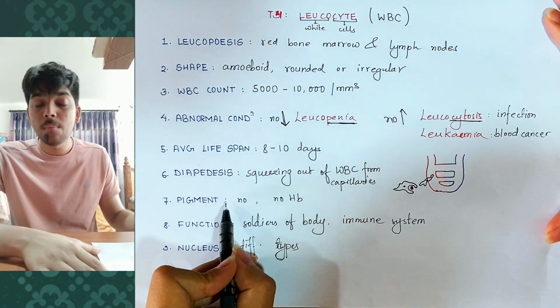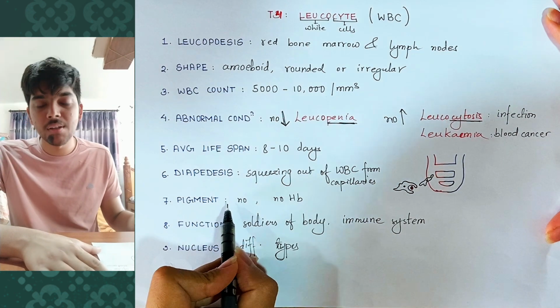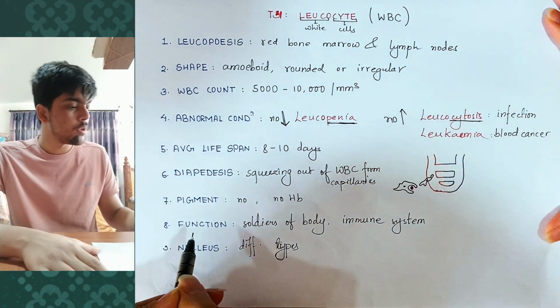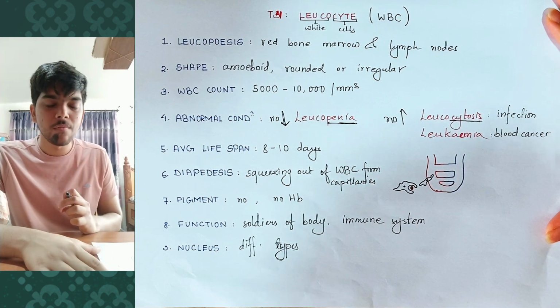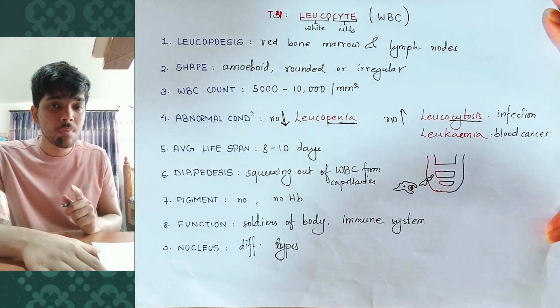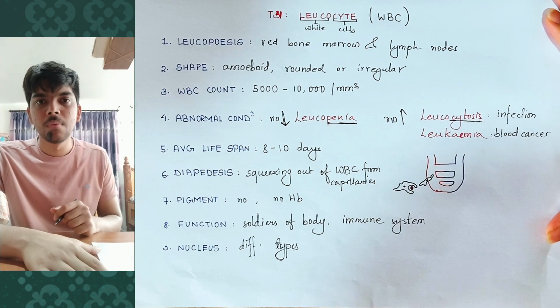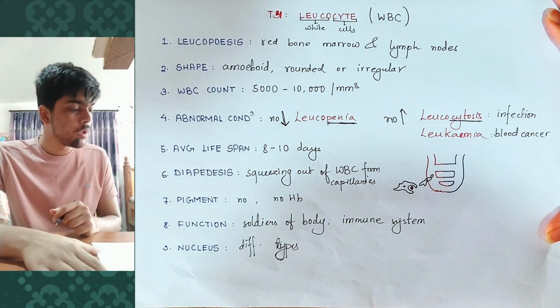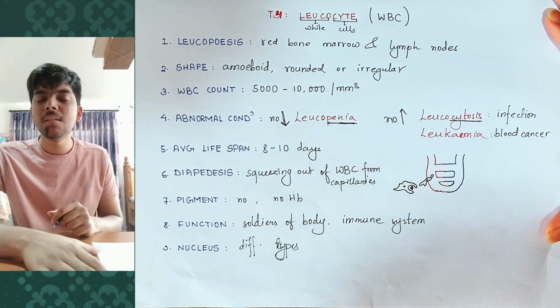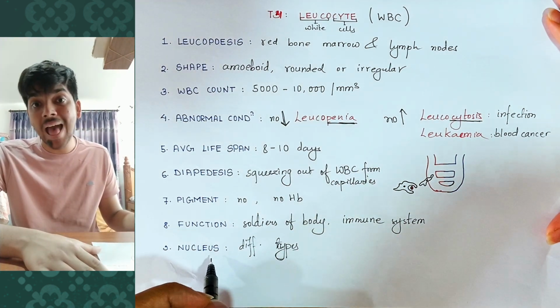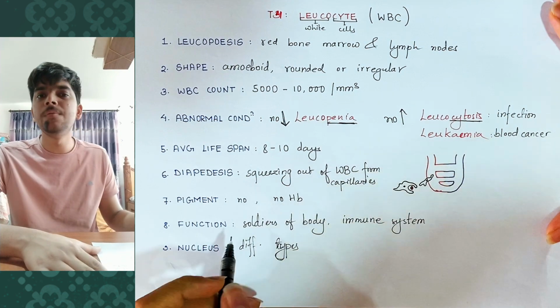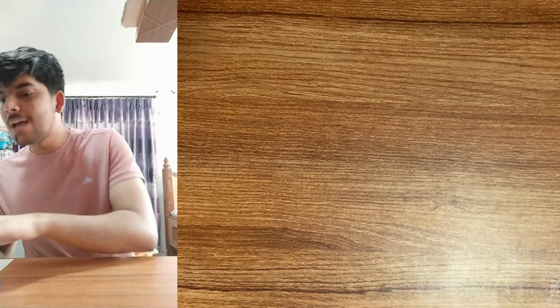Then pigment. White blood cells have no pigments, that is, there's no hemoglobin. Function. White blood cells are the soldiers found in the human body. They are responsible for the immune system of your body. Nucleus. RBCs didn't have any nucleus. However, white blood cells don't just have a nucleus, they have nuclei of different types. Now let's look at the different types of white blood cells.